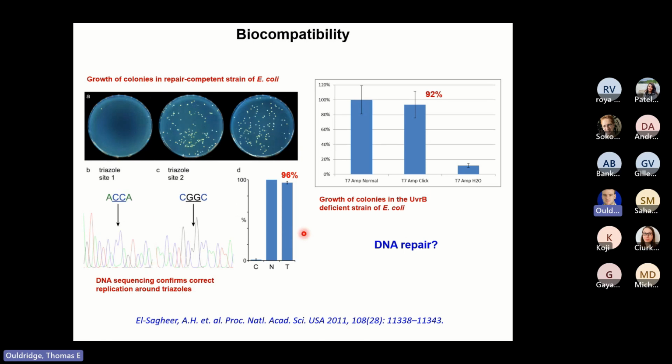So that just tells us that if you put these triazoles into E. coli, the polymerases within that system can also read through the triazoles. If we took a strain of E. coli that's deficient in DNA repair, we still got a really good result, 92% of the number of colonies, which tells us that this is not some kind of weird DNA repair thing that's going on. The triazole is almost certainly being treated as if it was a phosphodiester within the bacteria, by the bacterial polymerases.